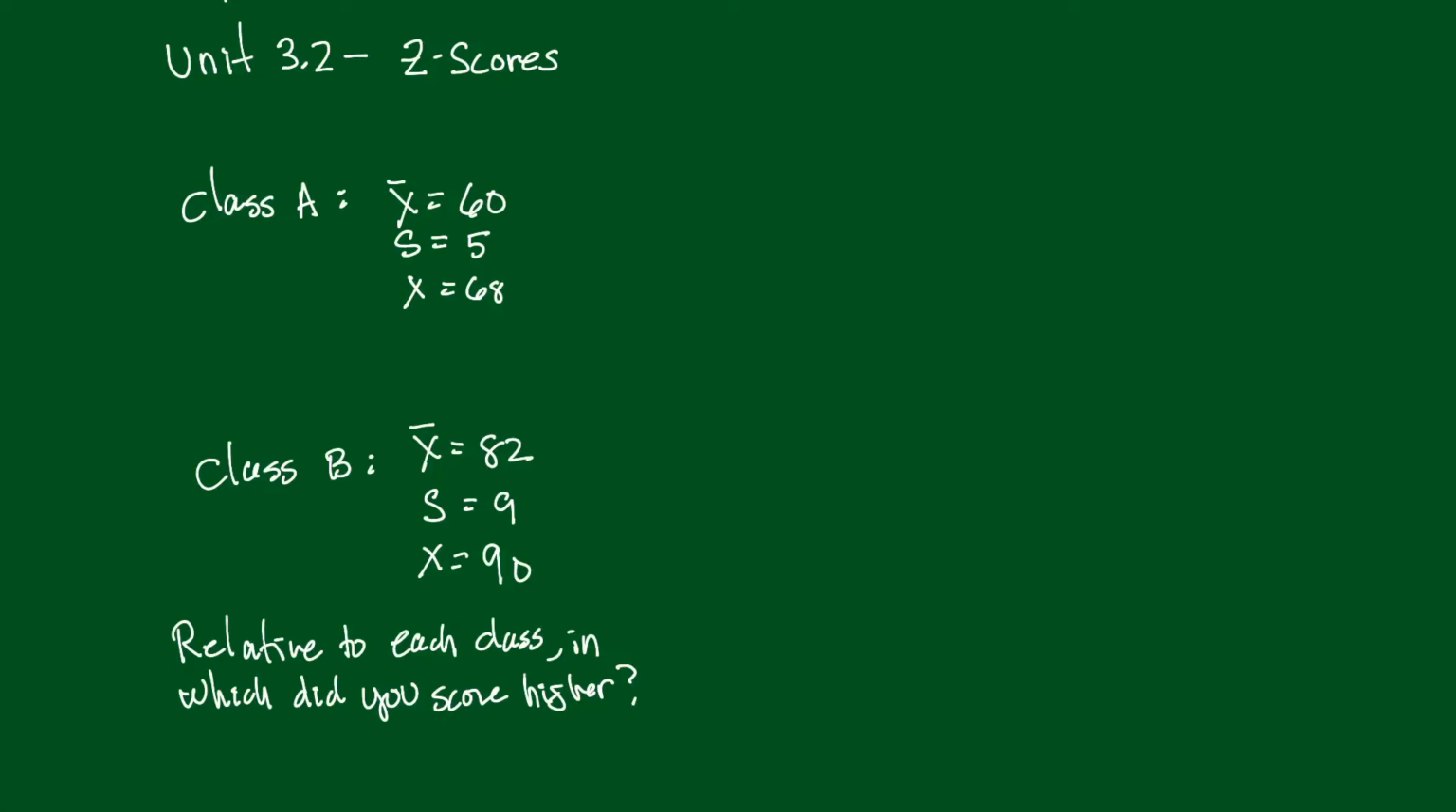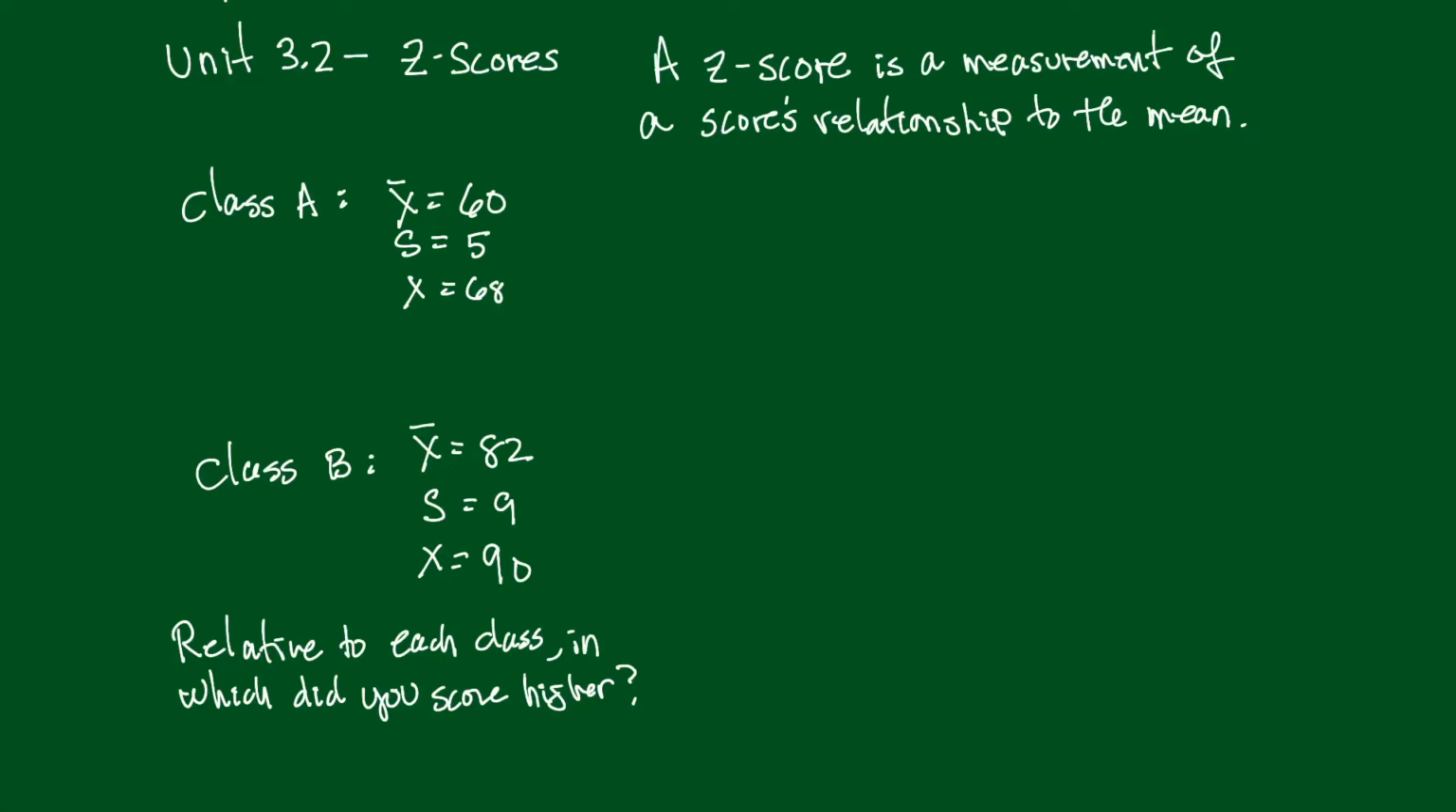So in Class B, you also scored above the mean, right? You scored 8 points above the mean in Class A, and in Class B, you also scored 8 points above the mean. But here's the question. Relative to each one of your classes, in which class did you do better? Well, we're going to answer that question by taking a look at z-scores.